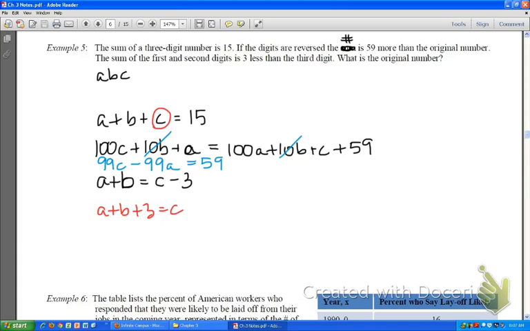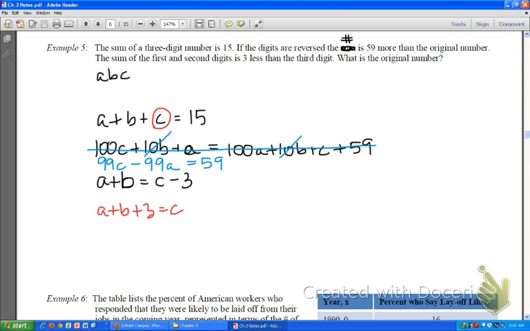Okay, so I am no longer using this equation. I'm using the simplified version of it below, right? Like we just said, we had solved for C in this equation, so now I need to plug it into the other two. So I need to plug it into this equation right here, and I need to plug it into this equation right here. Okay?